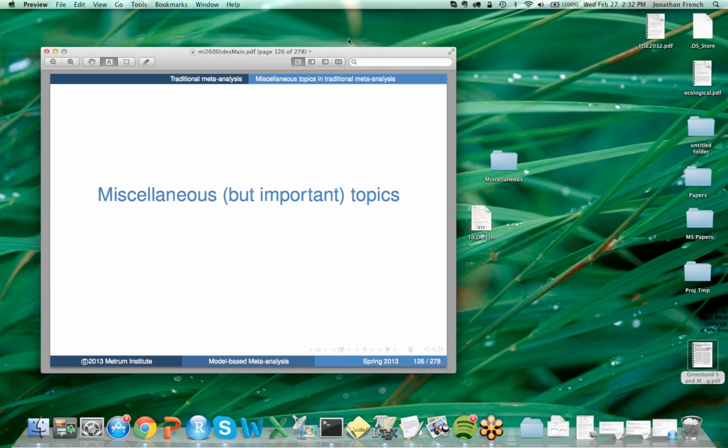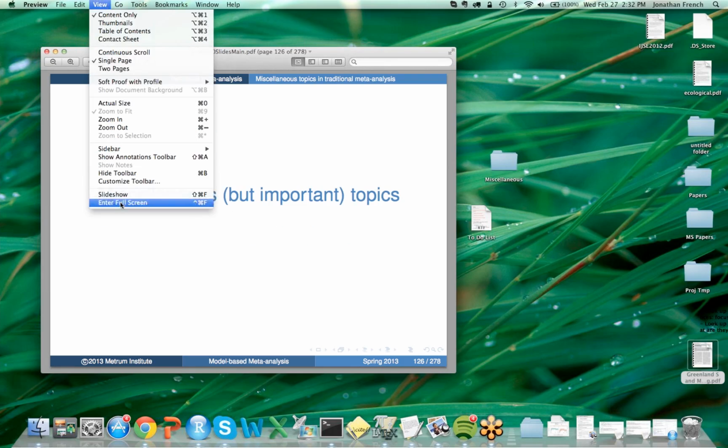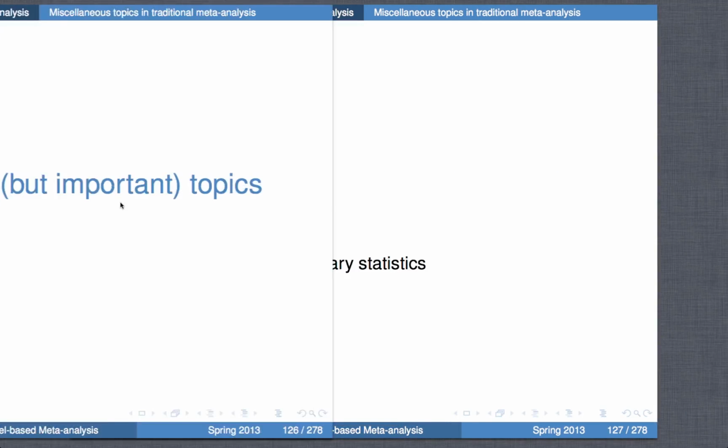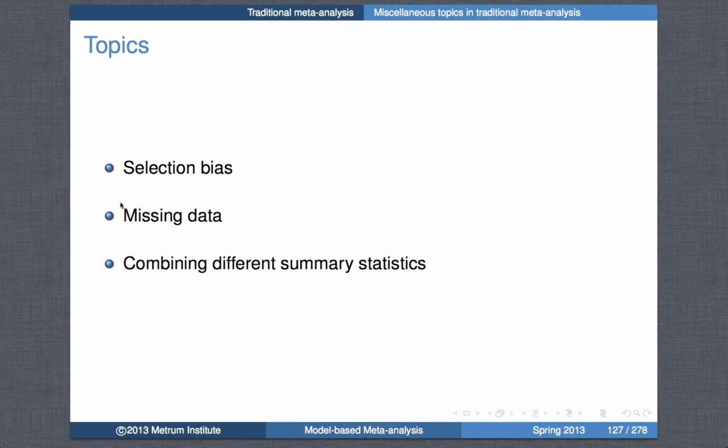The next small set of topics is a set of miscellaneous topics, and there's really three. We'll talk a little bit about selection bias and ways for detecting selection bias. Talk briefly about missing data and potential biases that may be introduced in the analysis due to missing data. And again, we'll talk briefly about combining different types of summary statistics, somewhat more in the context of a traditional meta-analysis, and I think we'll revisit this when we come back to talking about model-based meta-analyses.